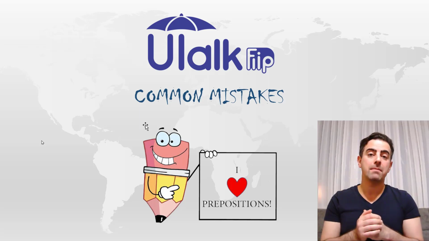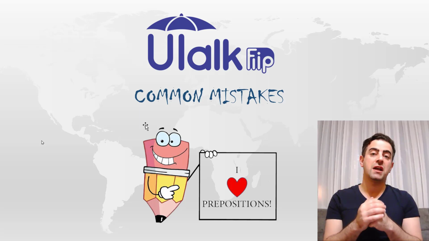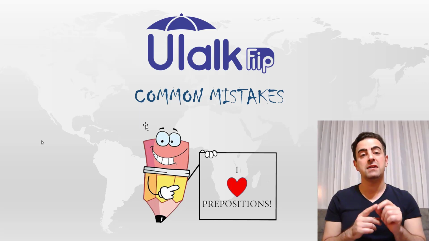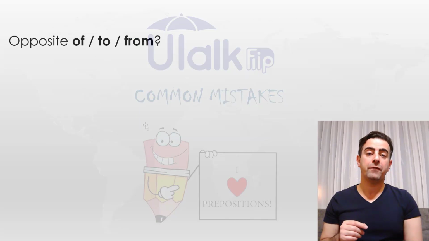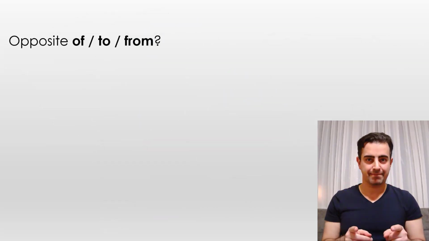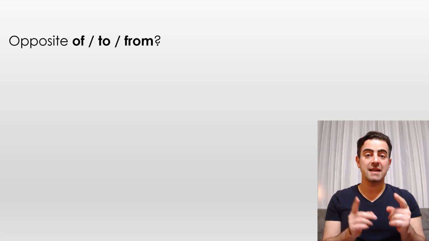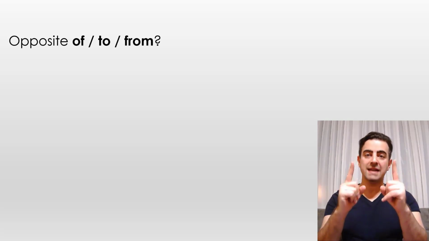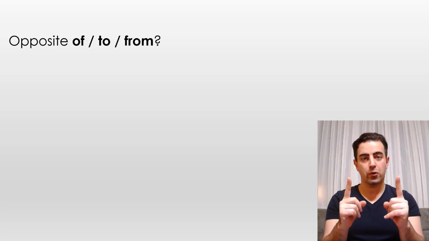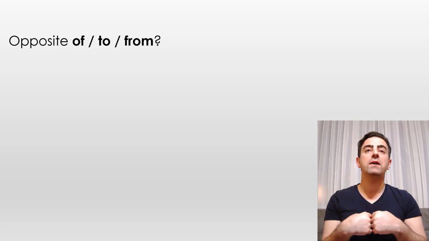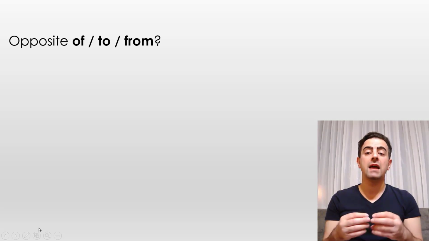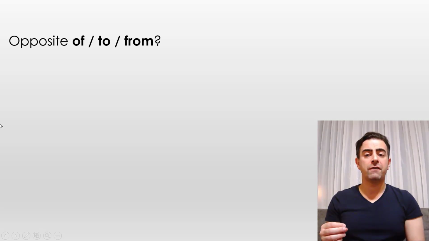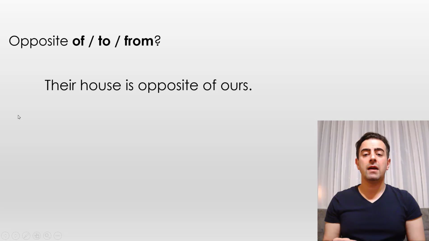Today I'm going to speak about those common mistakes in English that concern adjectives with their independent prepositions. The adjective that I'm focusing on today is called opposite. Opposite in the sense that two things are located across from each other or they face each other. You open the door of your house and see the other house. So in this way we say opposite to, opposite from, or opposite of.